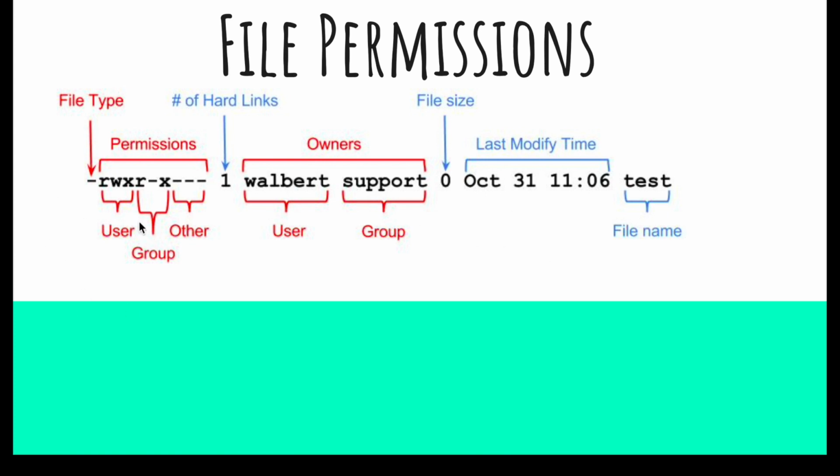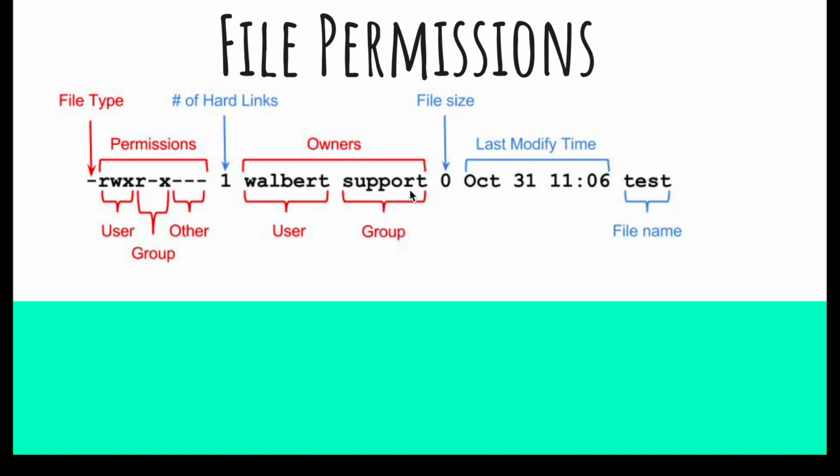If we go from the right side, this is your file name. So your file name here is test, and then next we have the last modified time, when the file was edited or something was done with the file. And then the next is the file size. So what is the file size in bytes?